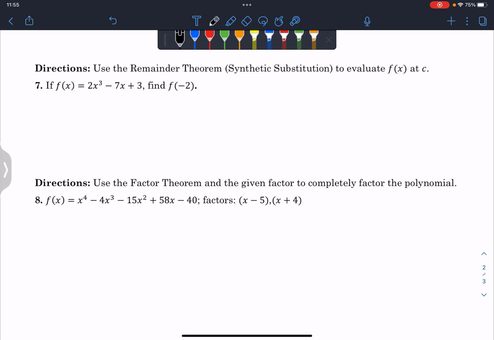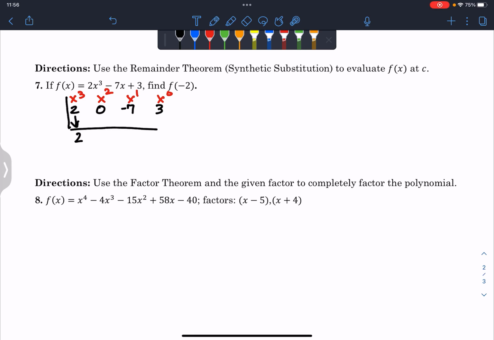So I set up my synthetic substitution problem, and since I start off with x to the third power, I have to have an x to the second, an x to the first, and an x to the 0 power. I do have a coefficient for x to the third power. That coefficient is 2, so I'm going to start off with 2. I do not have an x to the second power, so I'm going to put 0 for that. The coefficient of x to the first power is this one right here. The coefficient is 7. Oh, I'm sorry, negative 7. And then my constant, my x to the 0 power, the coefficient for that is positive 3.